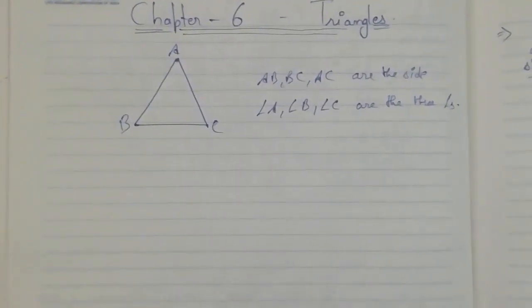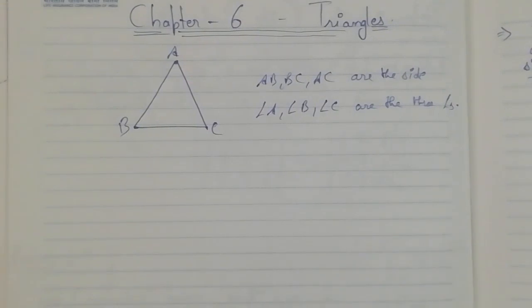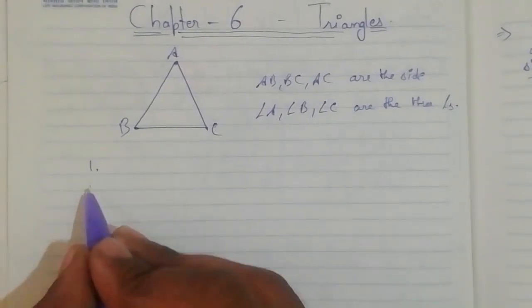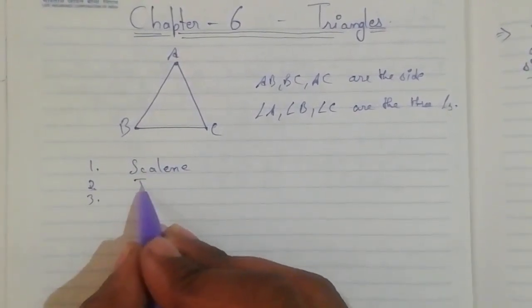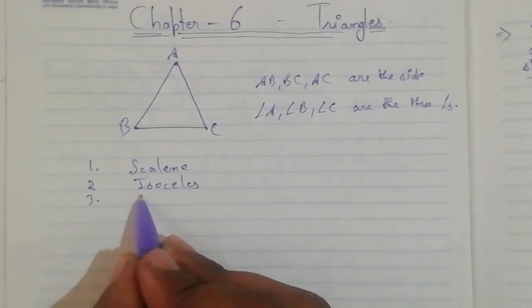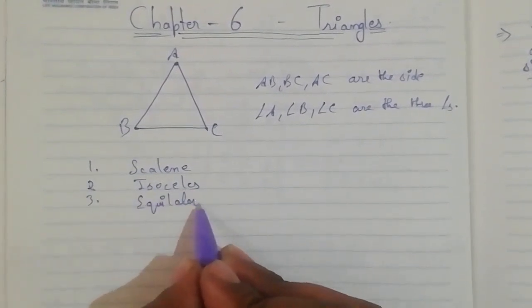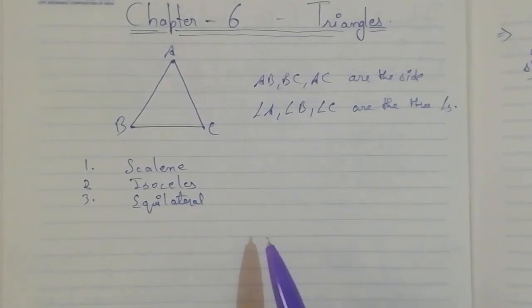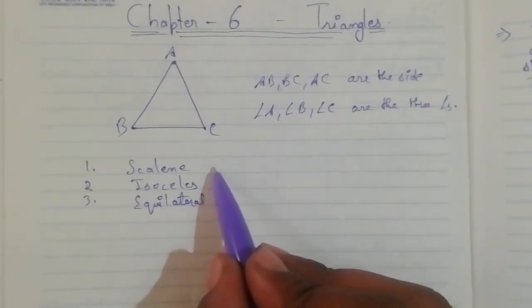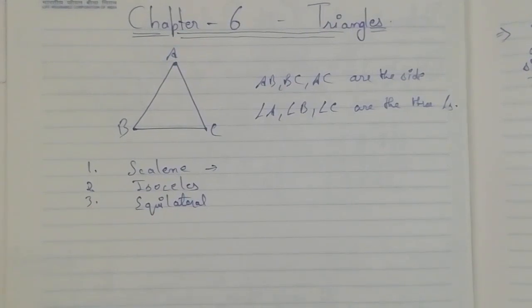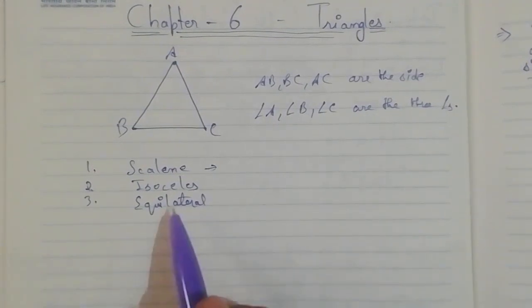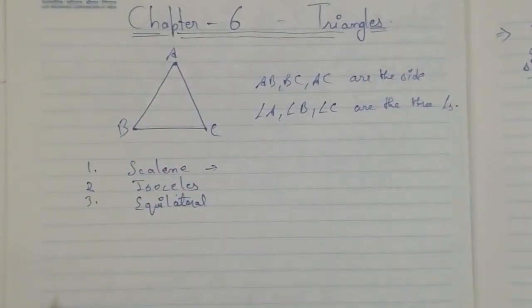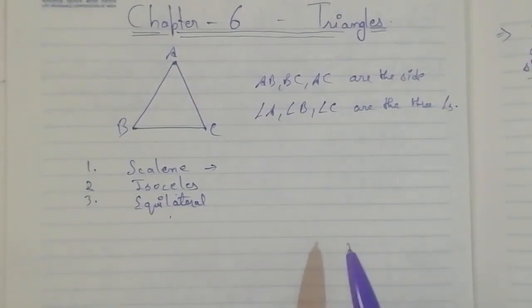Also, you know that on the basis of sides, triangles are classified into three types. First one is scalene, second is isosceles, and third one is equilateral. What is a scalene triangle? If no side is equal, all three sides are different in a scalene triangle. In an isosceles triangle, two sides are equal, any pair is equal. And in an equilateral triangle all sides are equal.